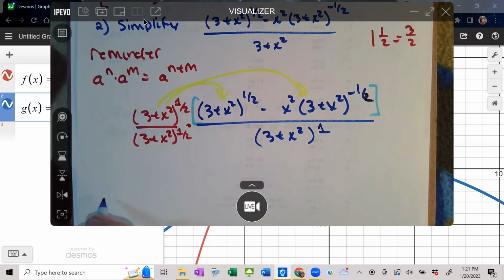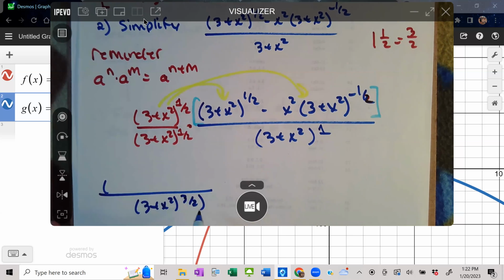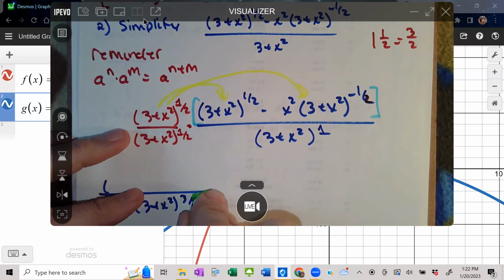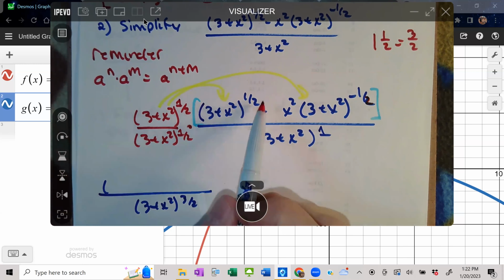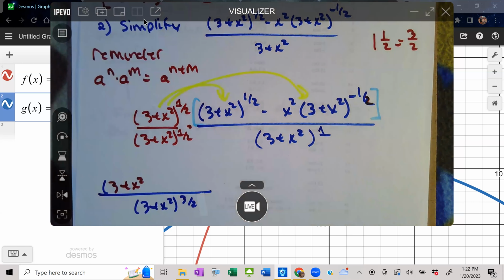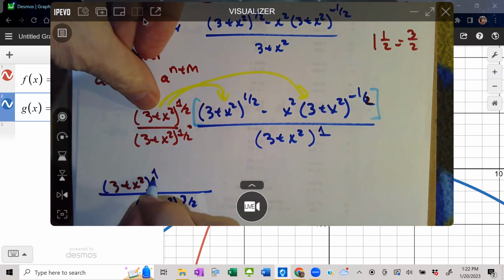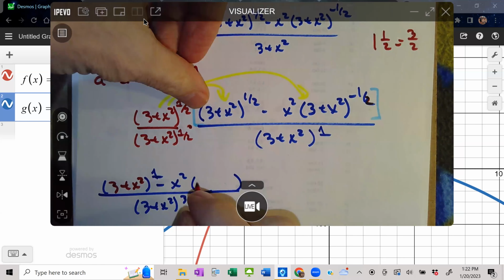So let's do that over here. So I'll have 3 plus x squared to the 3/2. Oops. And I don't need that extra parenthesis there. So apply a little Photoshop. What's going to happen here? When you multiply things with the same base, you add their exponents. So I'll get 3 plus x squared, this time raised to the first power, minus x squared times 3 plus x squared.